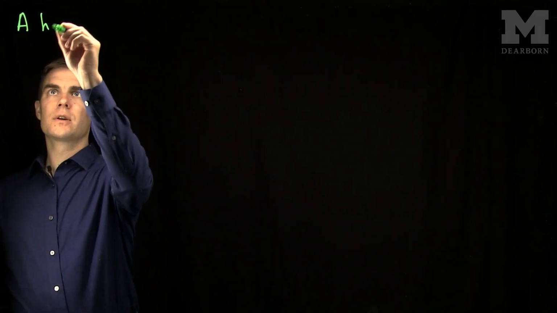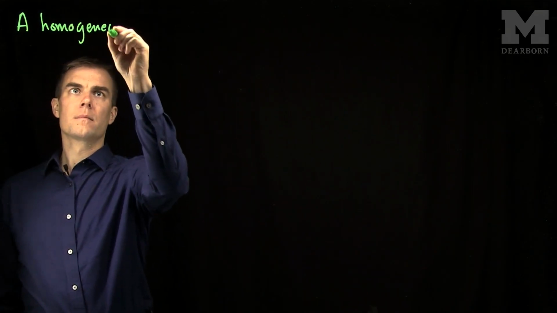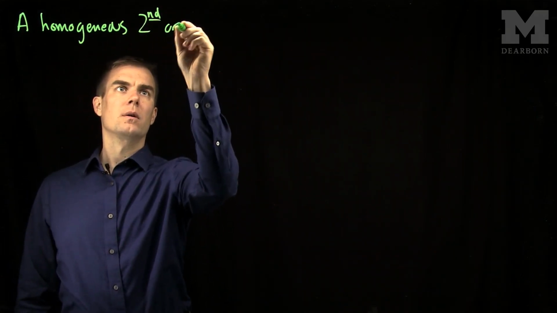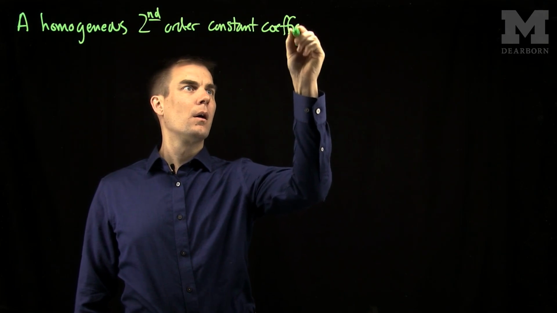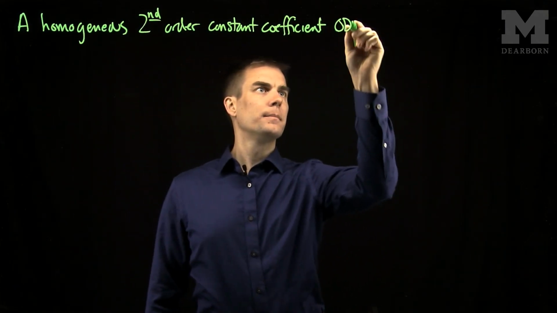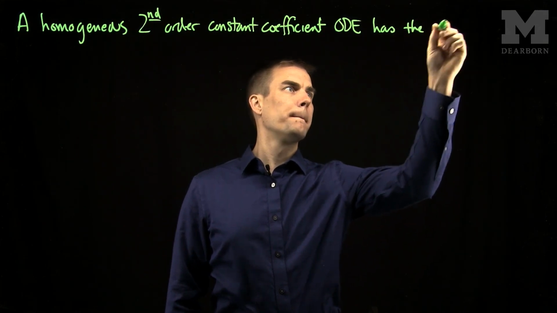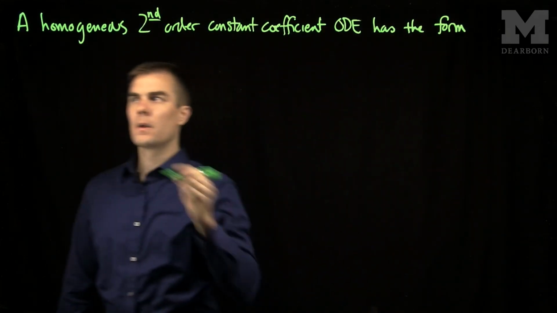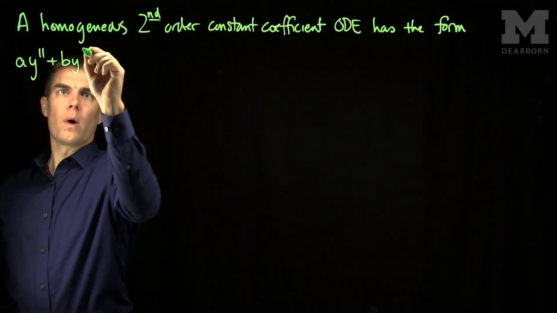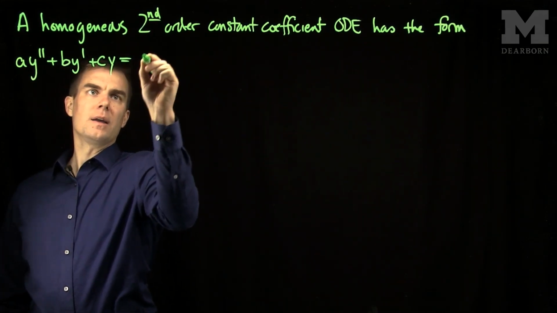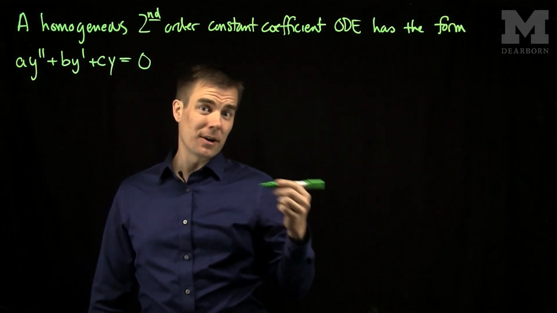Hello students, in this video we'll study how to solve second order homogeneous constant coefficient ordinary differential equations. A homogeneous second order constant coefficient ODE has the form a y double prime plus b y prime plus c y equals 0, where here a, b, and c are constants.